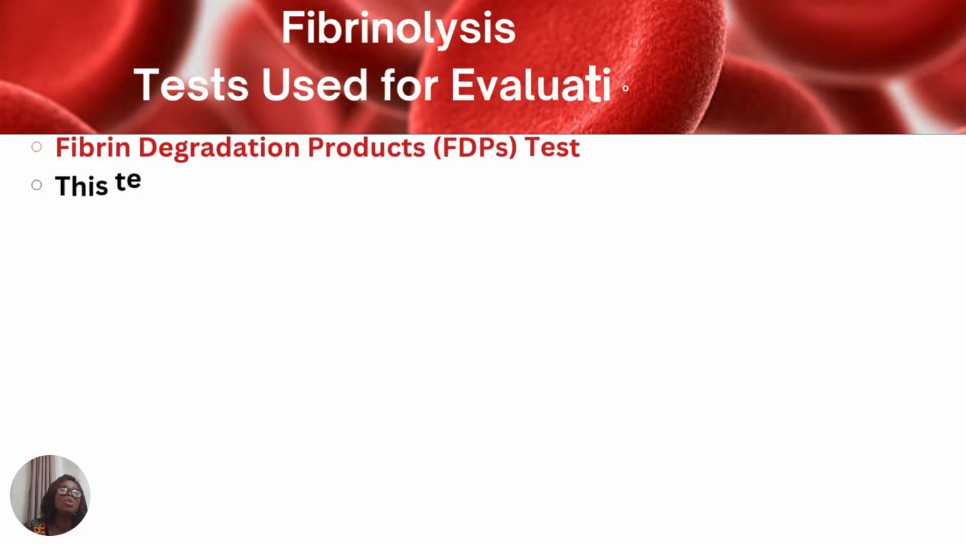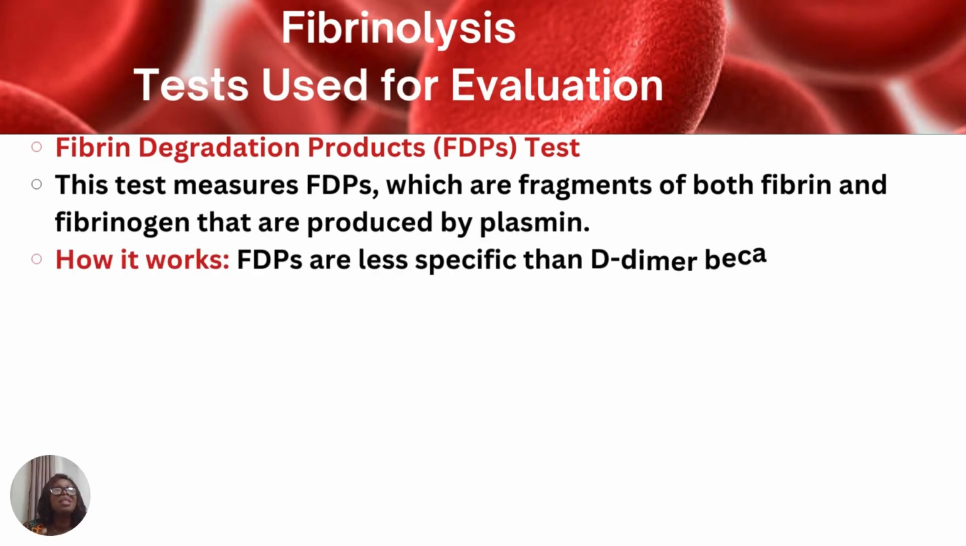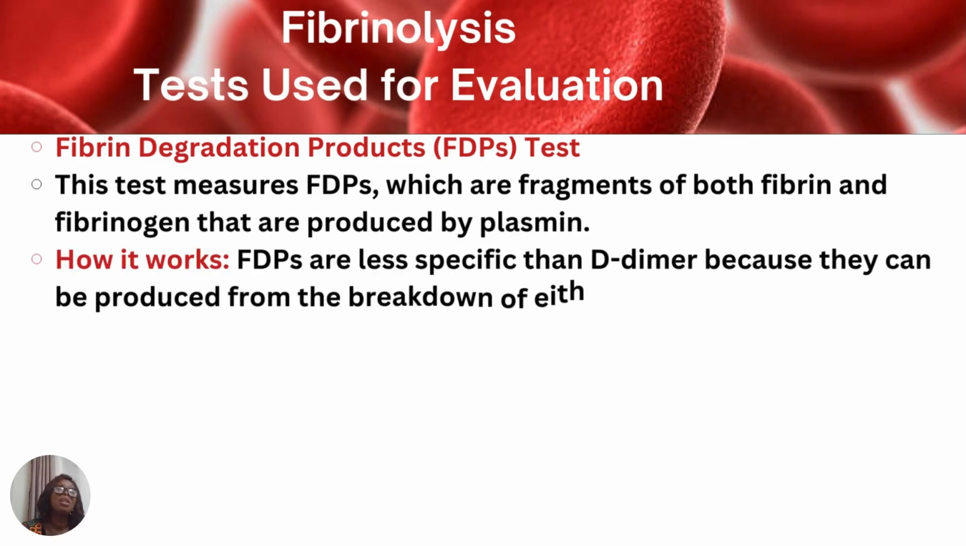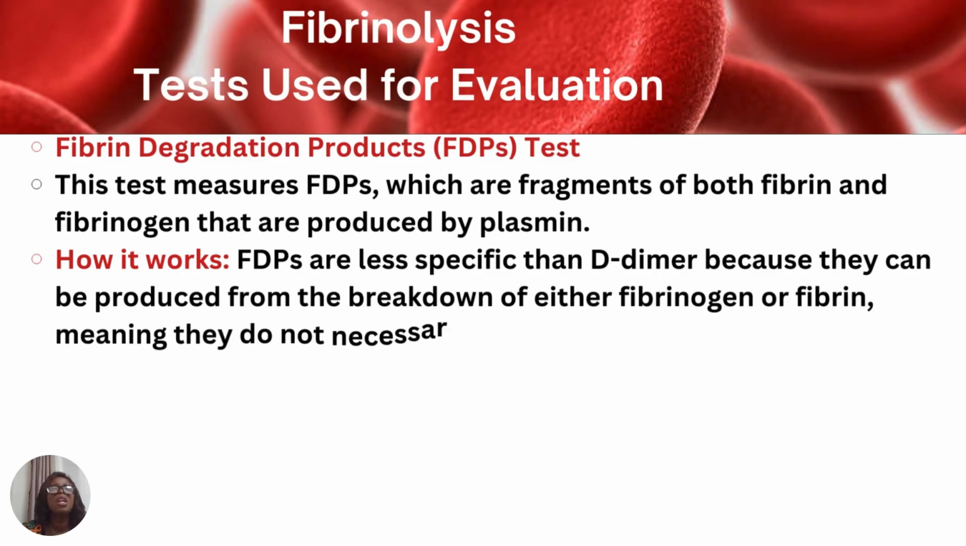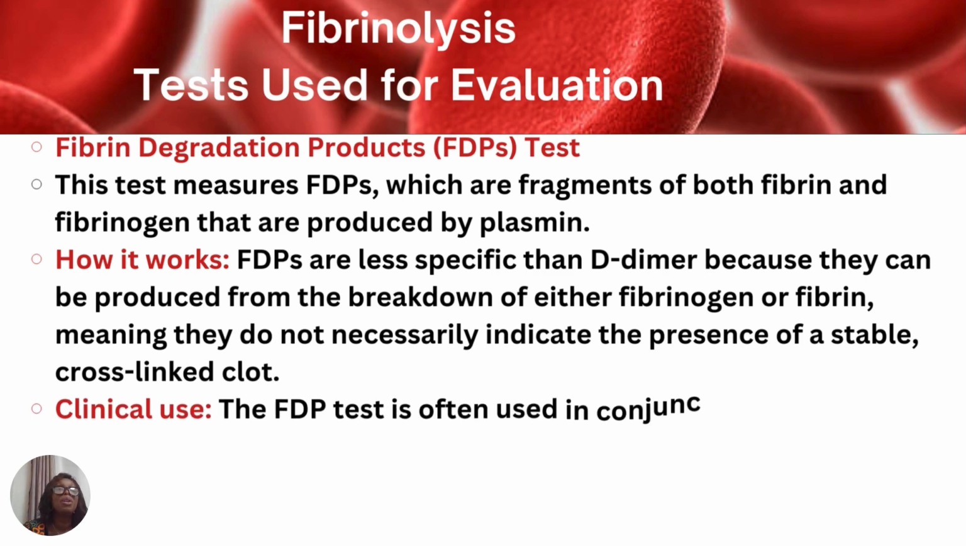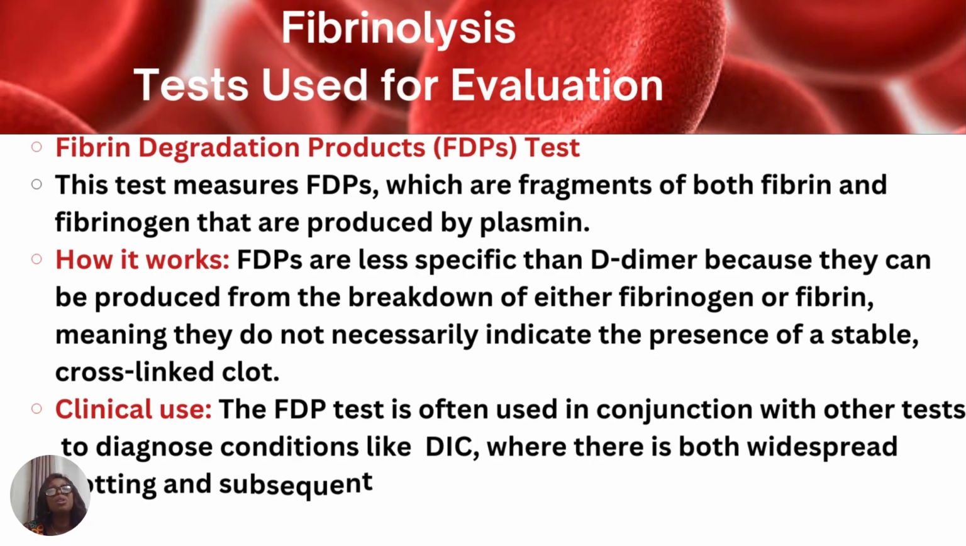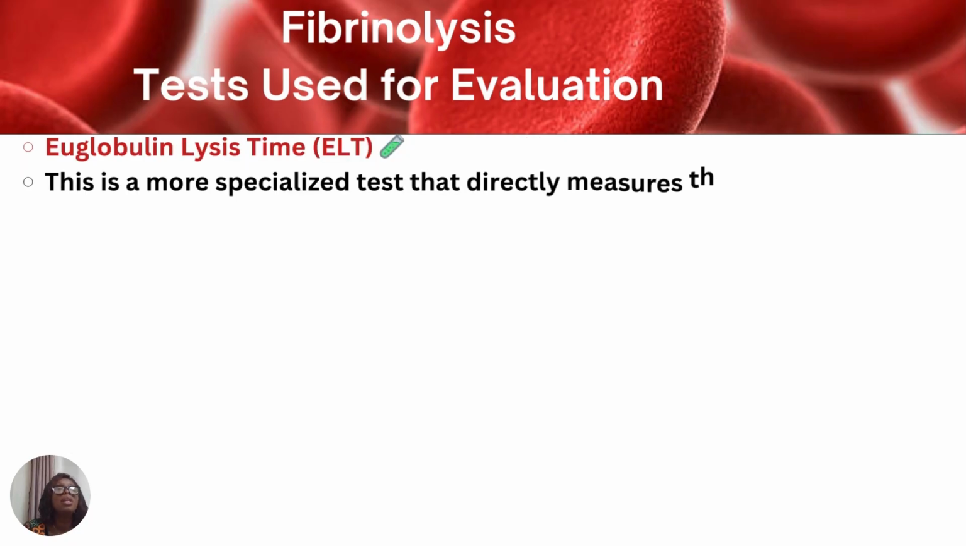Now we have another test we can use to evaluate the fibrinolysis process, the fibrin degradation product test. This test measures the fibrin degradation products, and these are fragments of both fibrin and fibrinogen that are produced by plasmin. How does it work? Fibrin degradation products are less specific than D-dimer tests because they can be produced from the breakdown of either fibrinogen or fibrin, meaning they do not necessarily indicate the presence of a stable or cross-linked clot. Clinical use: the fibrin degradation product test is often used in conjunction with other tests to diagnose conditions like DIC, that is disseminated intravascular coagulation.